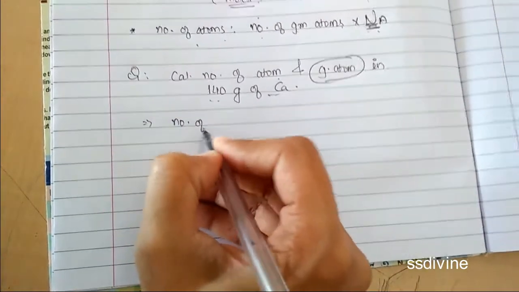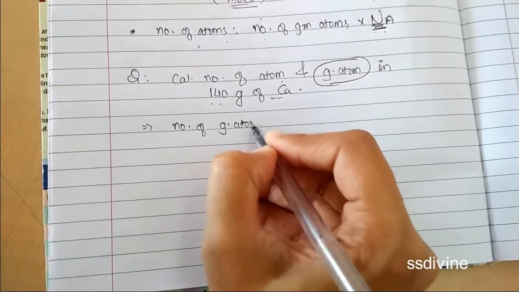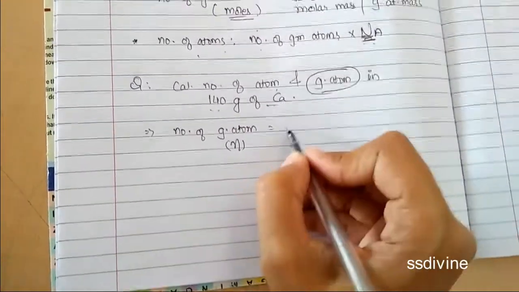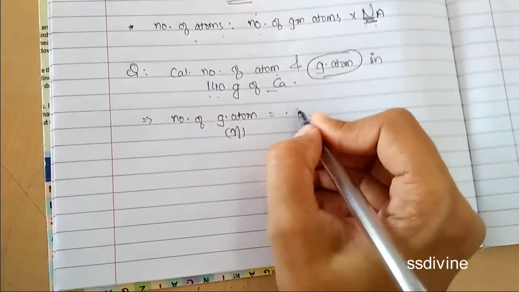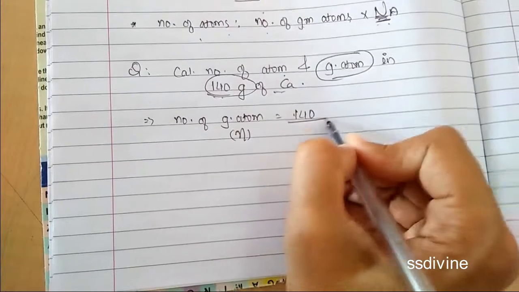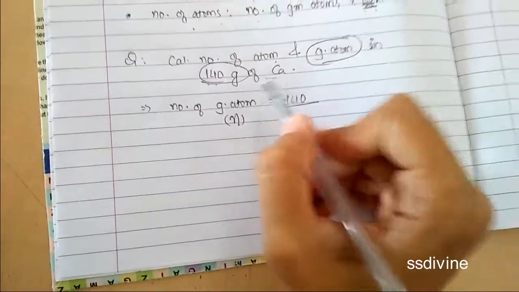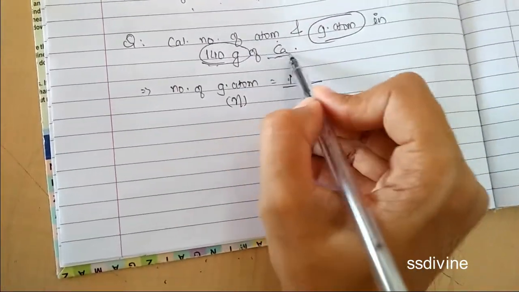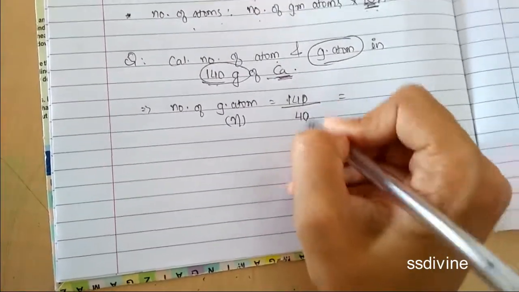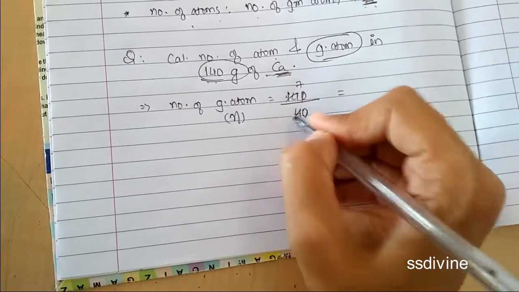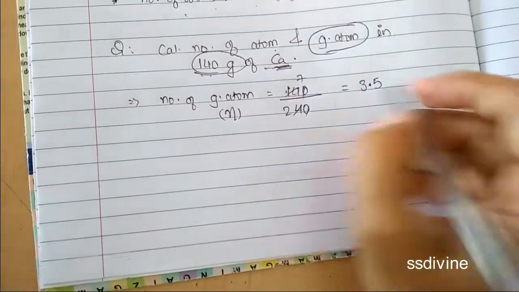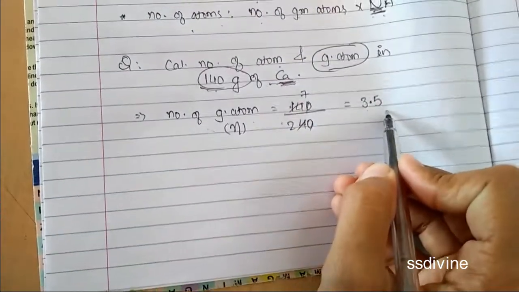So number of gram atom, formula क्या होगी number of gram atom की? Yes, it is moles. It will be given mass. So what is the given mass? It is 140 gram upon gram atomic mass, or you can say molar mass. What is the molar mass of calcium? Correct, it is 40. Now you can take a simple ratio, that is 3.5. You are getting number of gram atom, that is 3.5.